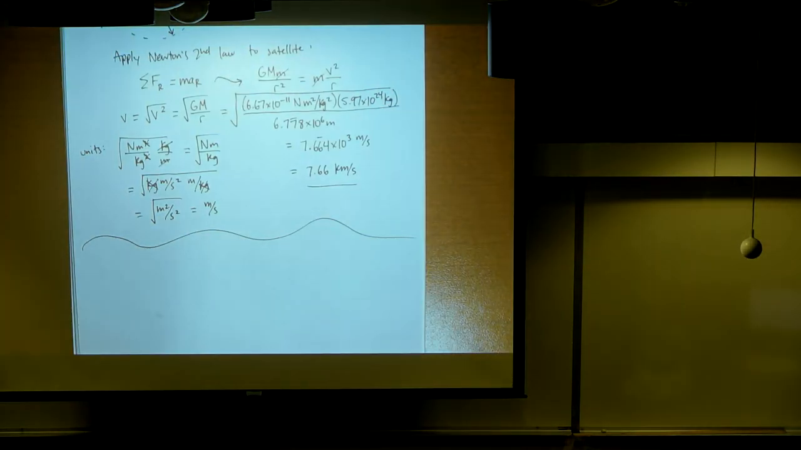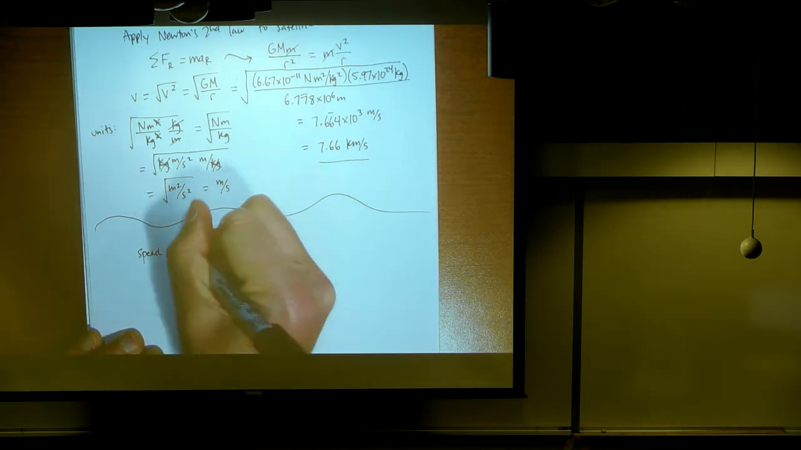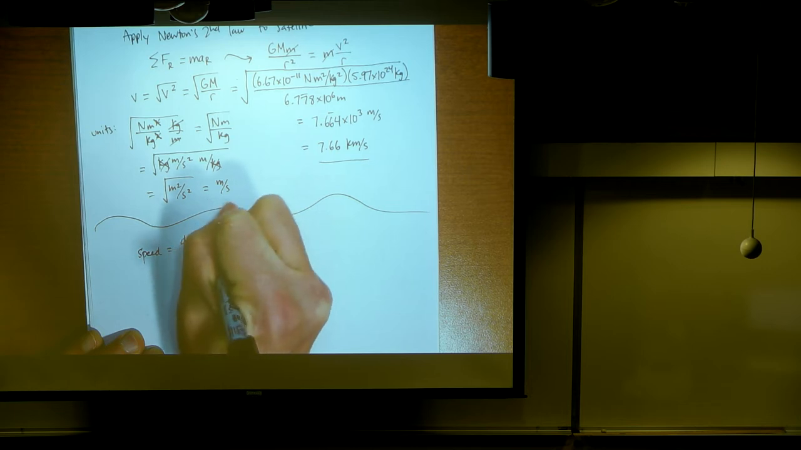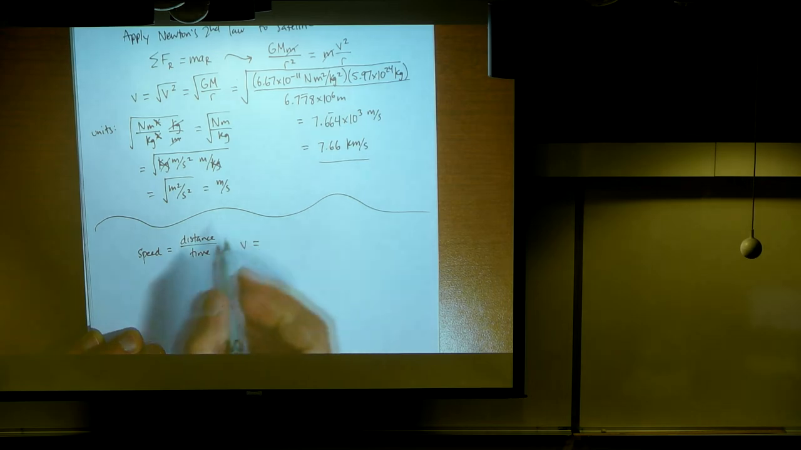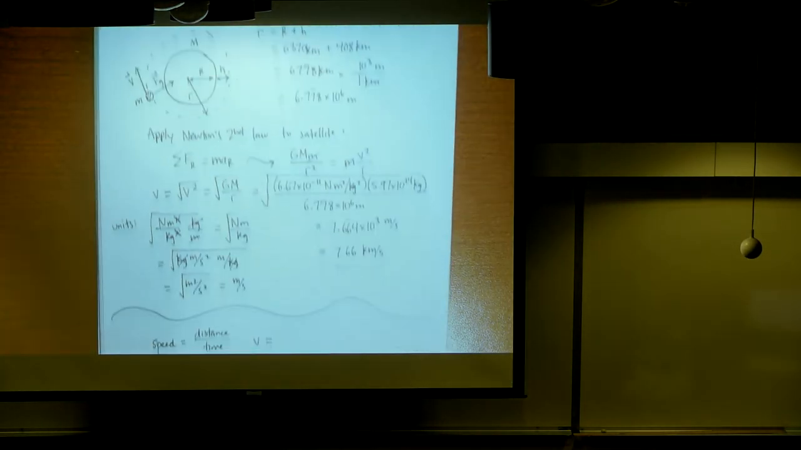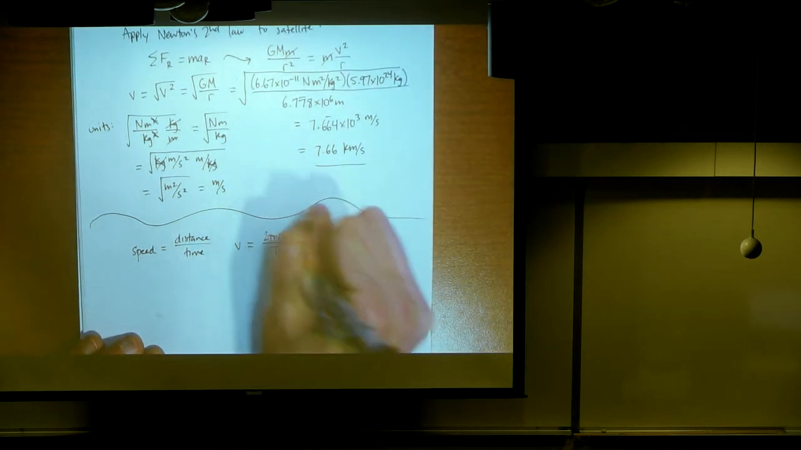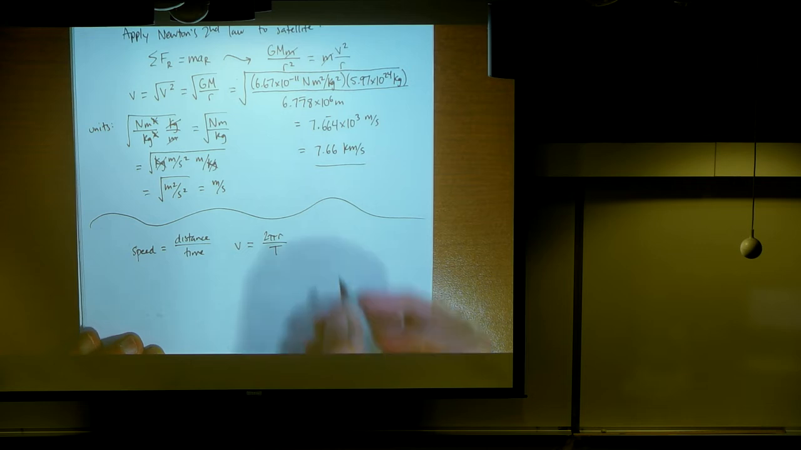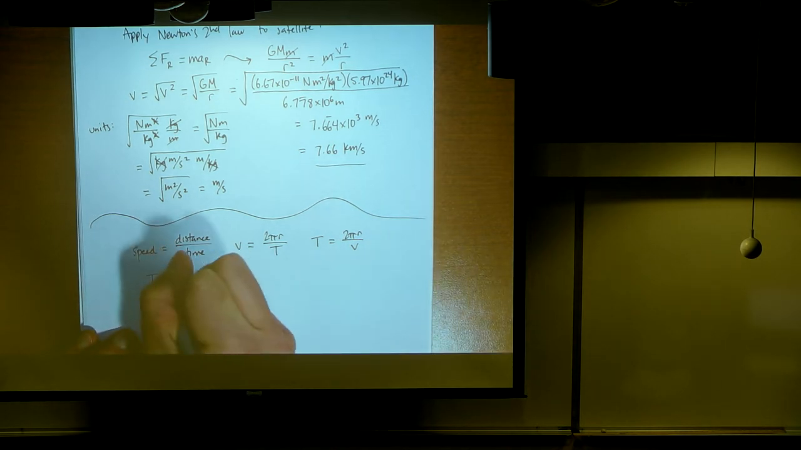So here's the calculation we're doing, right? The idea that we're using here is that speed is distance over time. So our orbital speed v is the distance we cover in one orbit, which is 2 pi r. That's the circumference of our orbit. And then the period is t, okay? We're solving for the period. So that's 2 pi r divided by v. The period we're looking for is this.